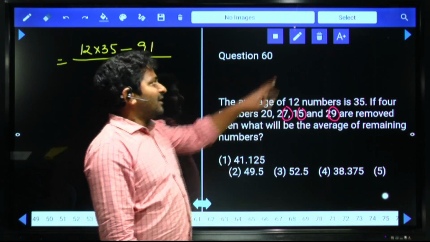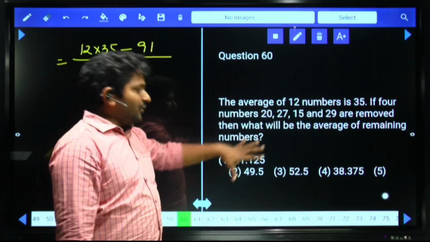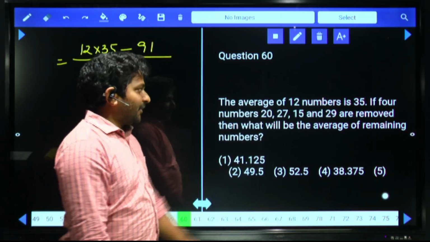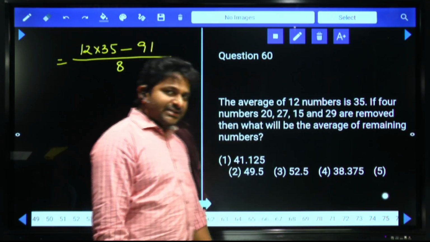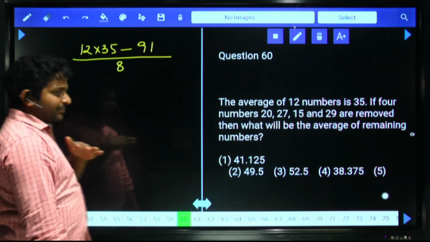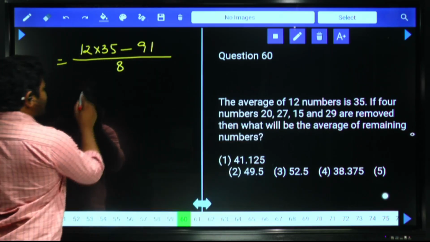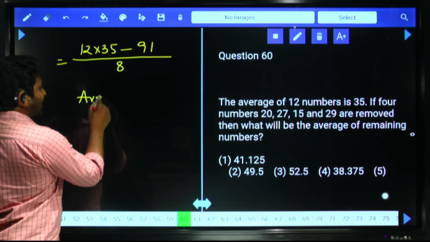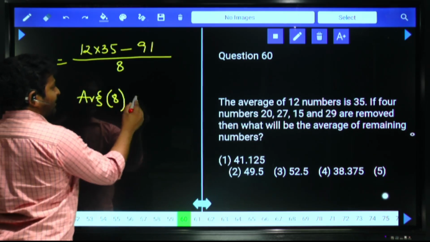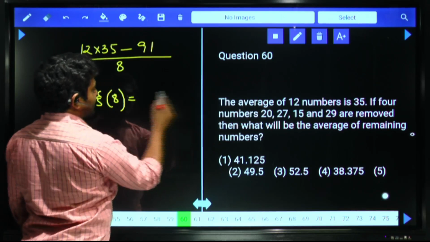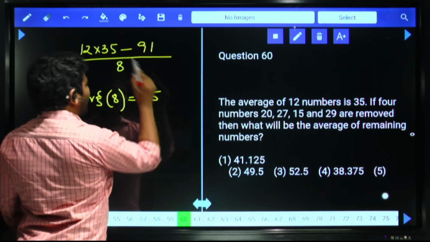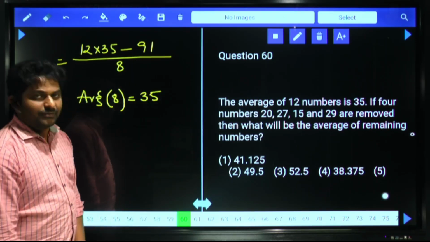So time saving అవ్వాలి అని అంటే you need to go for equality concept. Usual average for 12 numbers is 35. Now equality concept, I am taking each and every number as 35. Finally, we need to calculate average for remaining numbers. That means average for 8 numbers we have to calculate. Initial average for 12 numbers 35 ఇచ్చారు కాబట్టి average of 8 numbers కూడా 35 అని అనుకుంటాను.